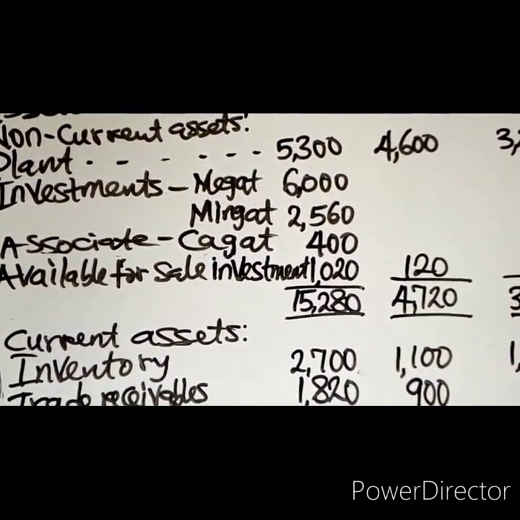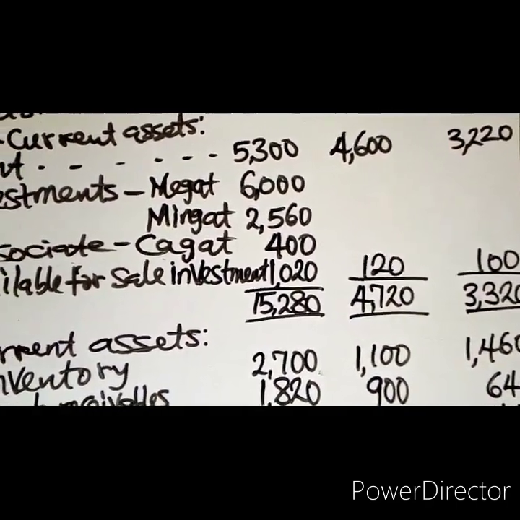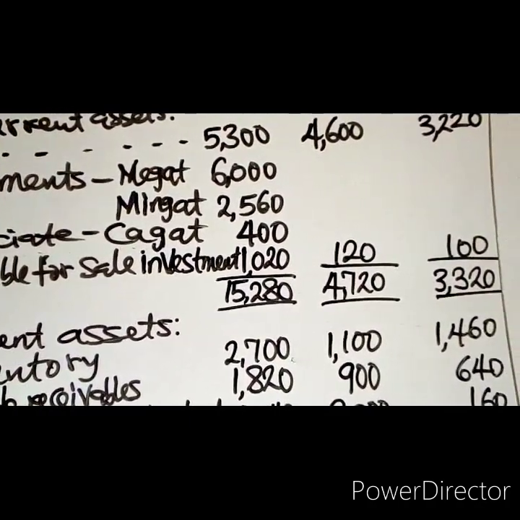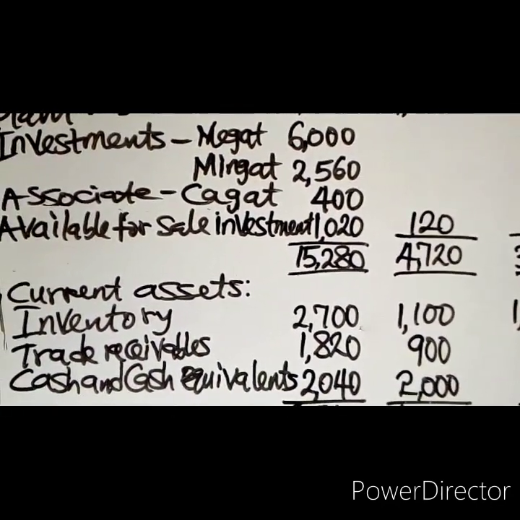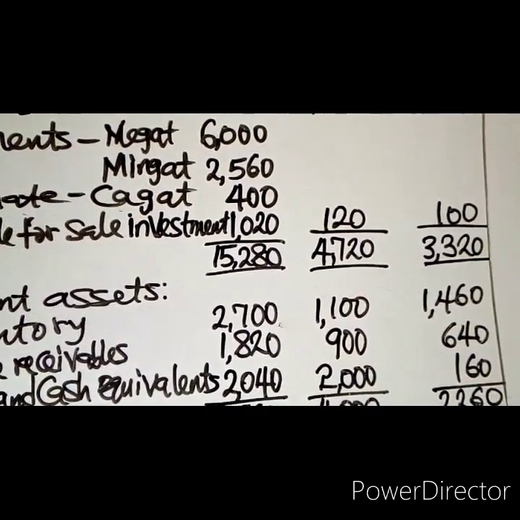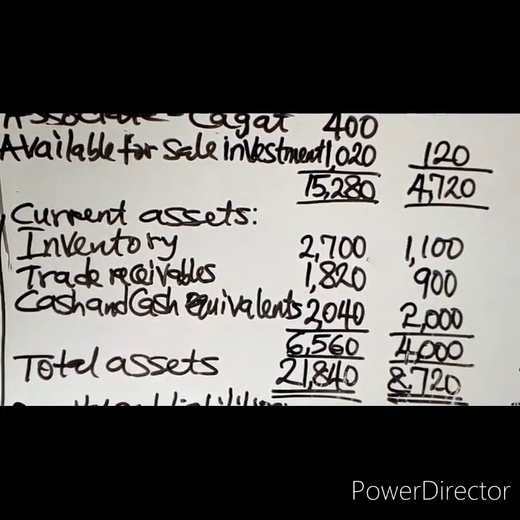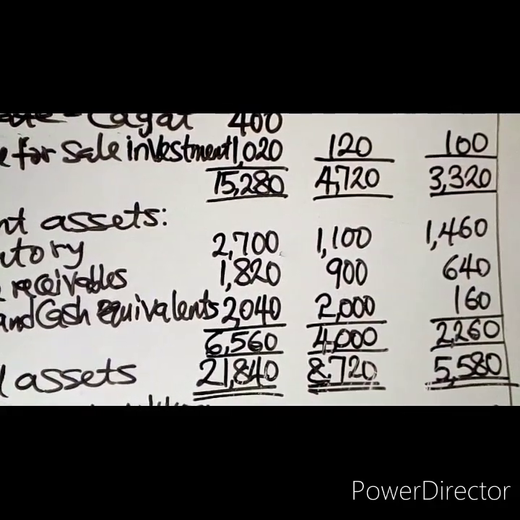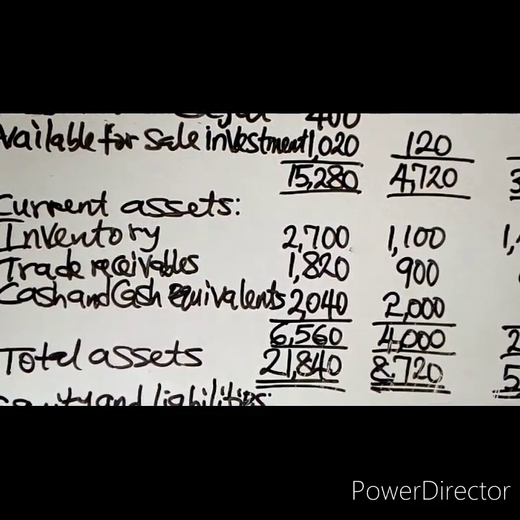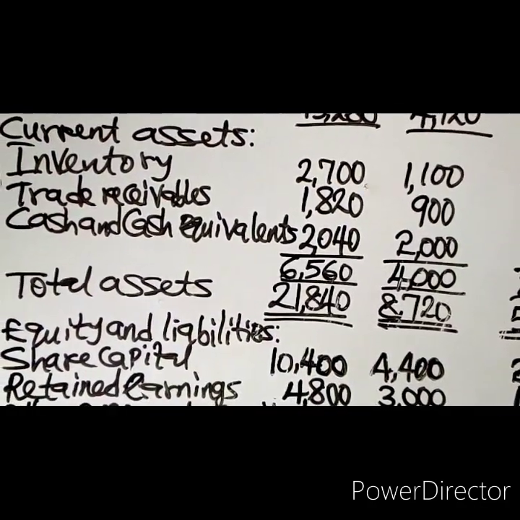We have current assets. Under current assets, we have inventories 2,700, 1,100, and 1,460. We have trade receivables 1,820, 900, and 640. Then we equally have cash and cash equivalents 2,040, 2,000, and 160. The total of current assets is 6,560, 4,000, and 2,260. We have total assets 21,840, 8,720, and 5,580.